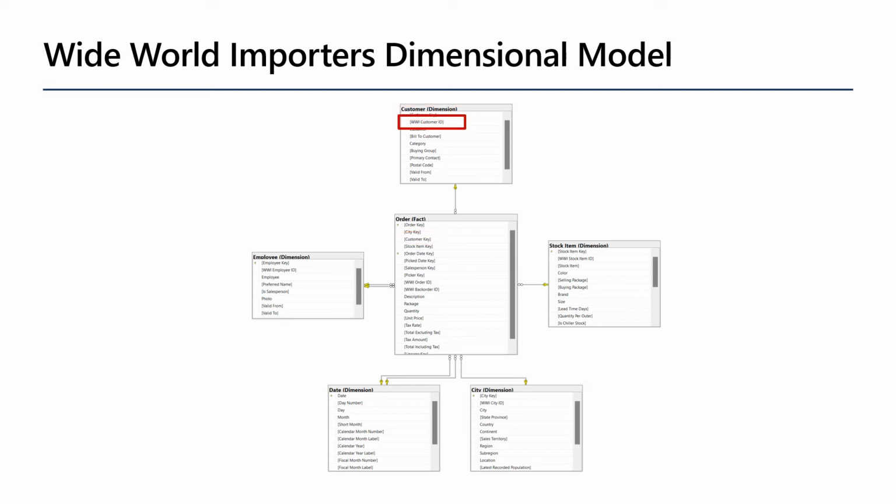And as I mentioned previously, in the customer dimension, we see the customer ID, which is now being used as an attribute. So this is the business key that we're using as an attribute within the customer dimension and not as the key to join to the fact table.